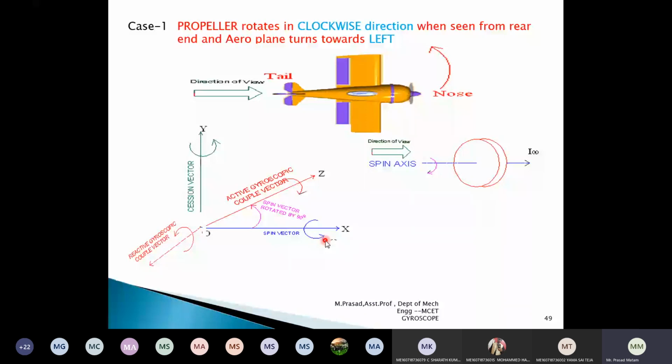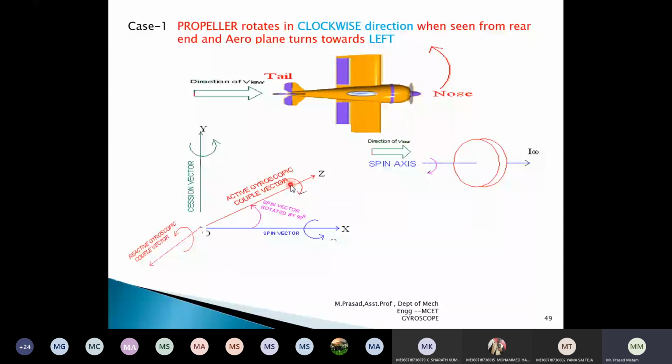Now, where are we getting the pressure vector? When we take a left turn, pressure vector is always coming along the y-axis in upward direction. I am repeating again, pressure vector will come always exactly in y-axis in upward direction when aeroplane takes the left turn. Now, where are we getting the active couple? Rotate the spin vector by 90 degrees. This is the active couple.